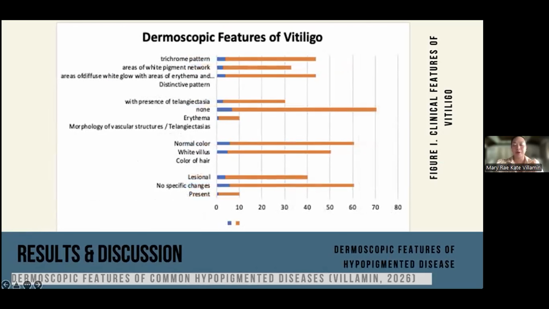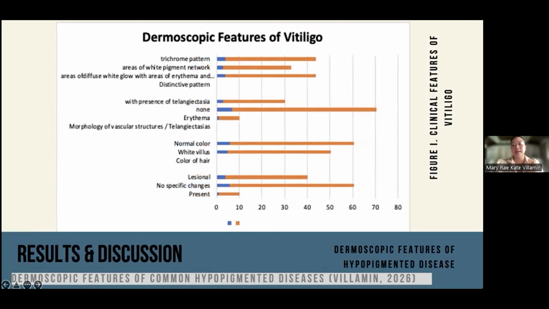Additionally, 54.55% of the participants had normal hair, while 45.45% had white vellus hair. Distinctive patterns included 40% with white diffuse depigmented white glow and trichrome pattern, and 30% with white pigment network.